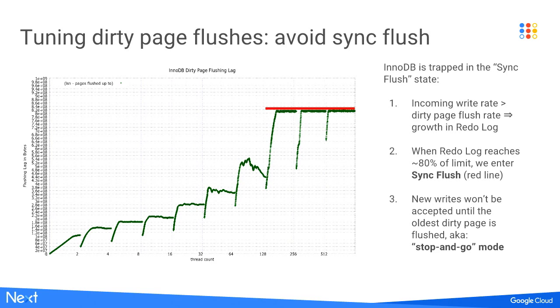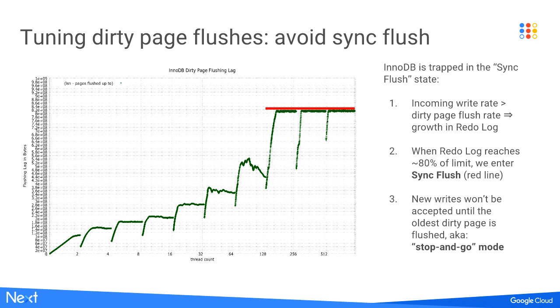So here's the sync flush problem I just described earlier. What's plotted here is a sysbench step load function. Each step is 2x the load of the previous one. And what's plotted on the y-axis is the flush lag in bytes. So remember, we have 1 gigabyte worth of redo log space. 80% is about 800 megabytes. Here is about 800 megabytes.